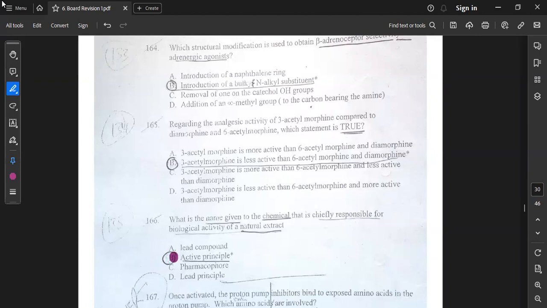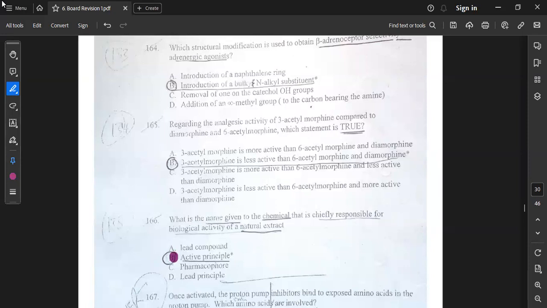Okay, I think if anyone finds anything, they can post it in the group chat or in the chat box. But more or less, we have found the definition. The answer is active principle.